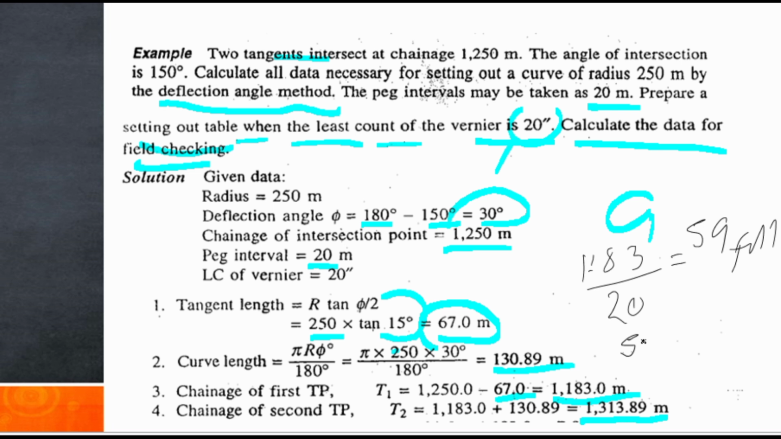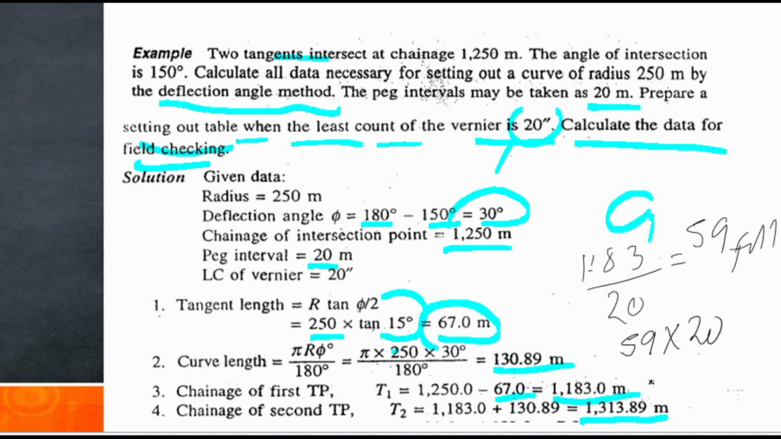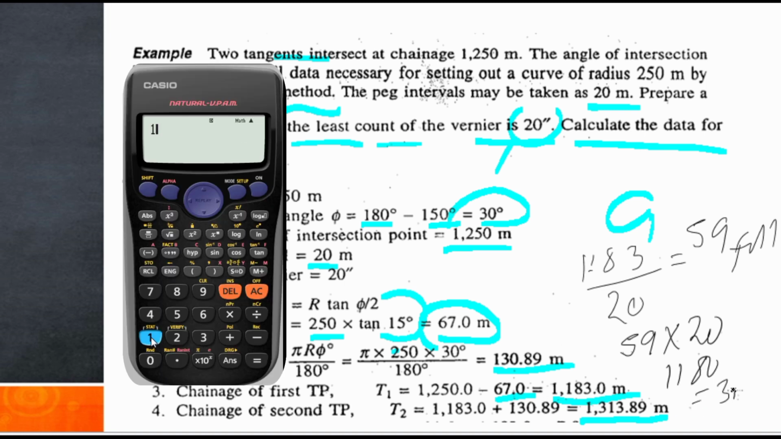After getting the 59 full chains, you go back. I want to find the distance that remained there, so you multiply the 59 full chains with the peg interval that we have calculated there. And again, make sure you use your calculator well. By multiplying that, we have 1180. That means the value that is remaining here is 3 meters. So that is the 3 meters, the value that is remaining when you have your curve.